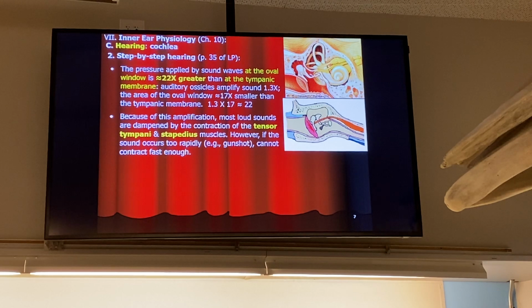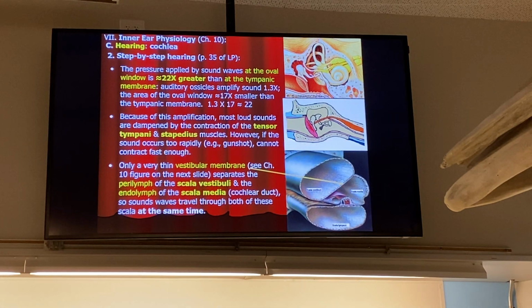I had an ex-military physiology student, and he's right-handed. So when he did his hearing test, this side was actually just a little bit, he had some hearing loss here. He was way deaf in this ear because there's no way for these muscles to respond in time.